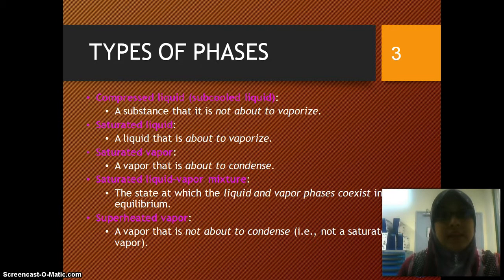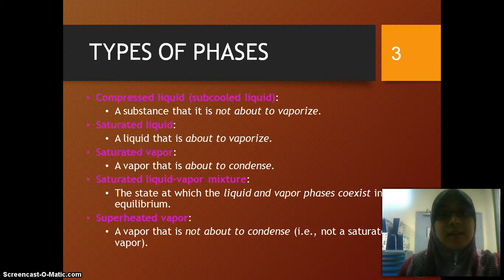Before we go to the phase change processes, it's best for us to know the types of phases. Here we have 5 types of phases. We will start with compressed liquid, also known as subcooled liquid, which is a substance that is not about to vaporize. And then we have saturated liquid, which is defined as a liquid that is about to vaporize.